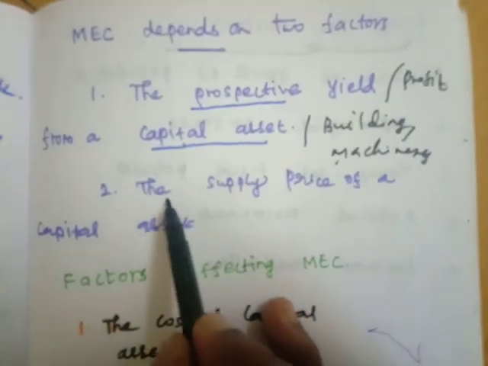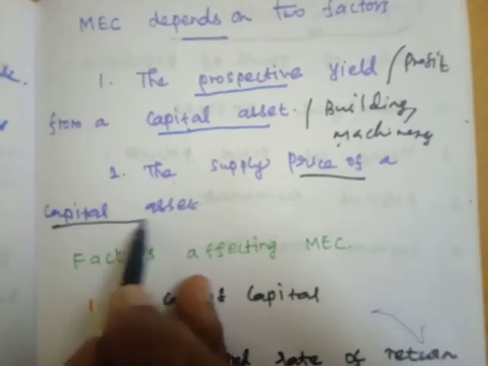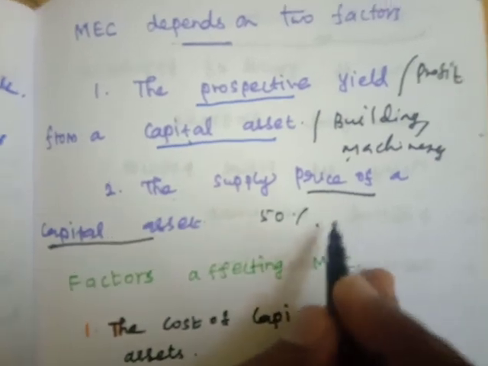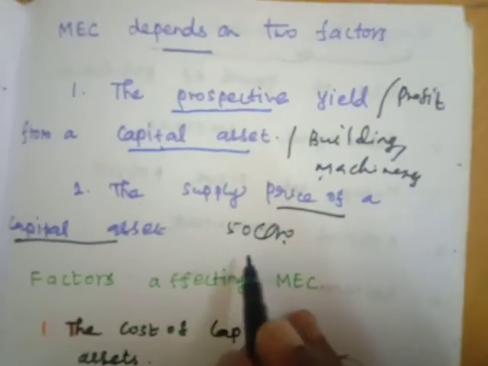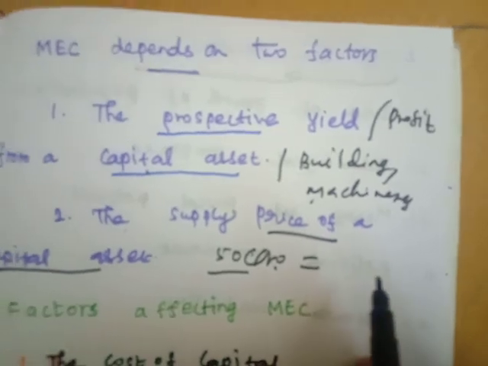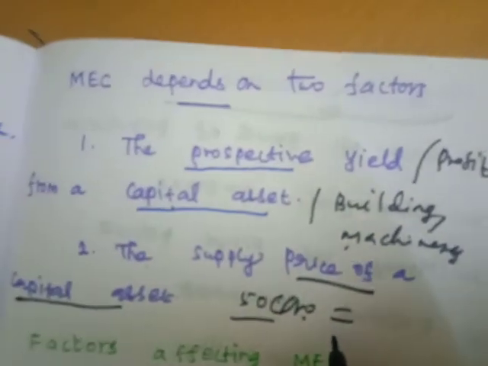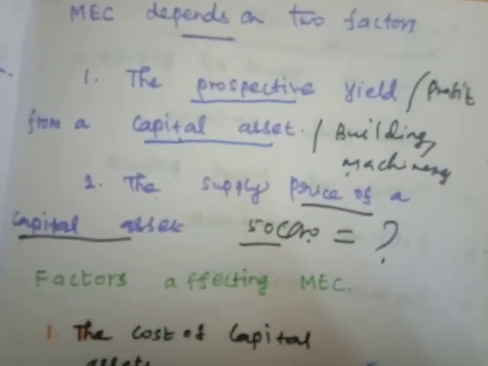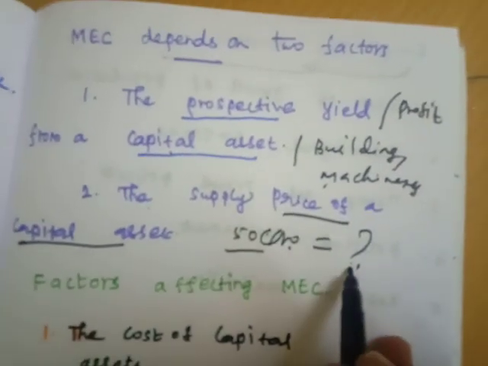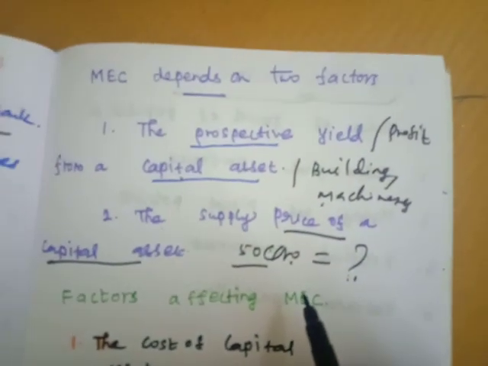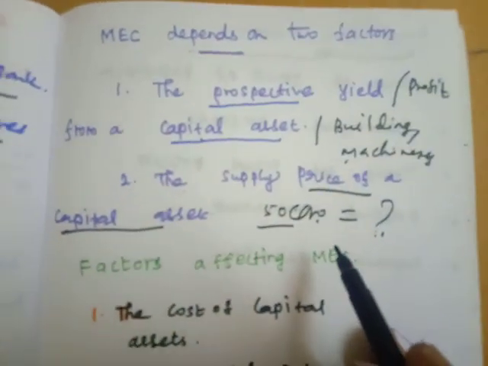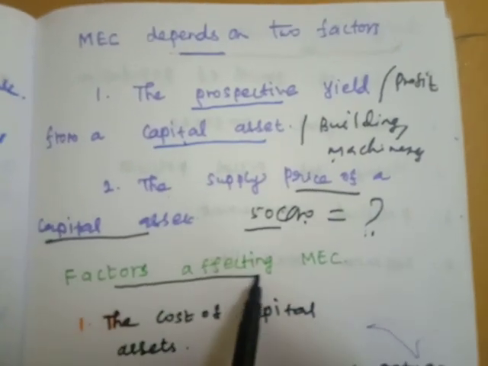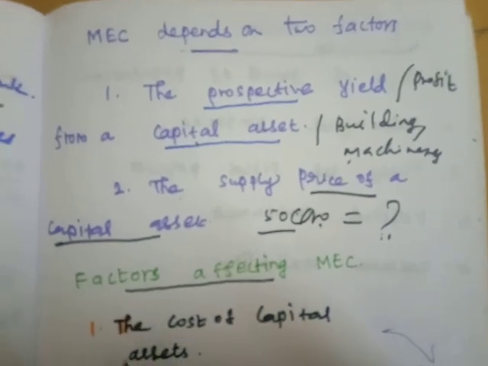The next one is the supply price of the capital asset. For example, one machine we purchase from industry is worth 50 crores. What return will we get from the use of this 50 crore machine? What is the yield, and what is the supply price? That is known as the marginal efficiency of capital. And the next question is, what are the factors affecting the marginal efficiency of capital? There are three factors.